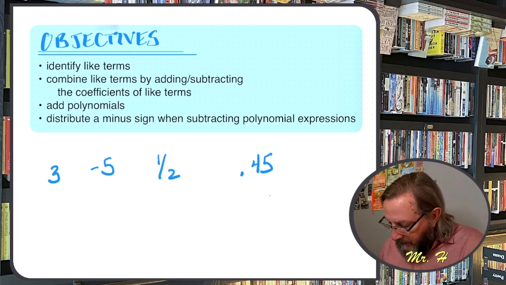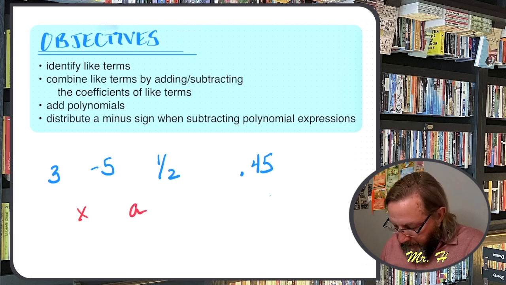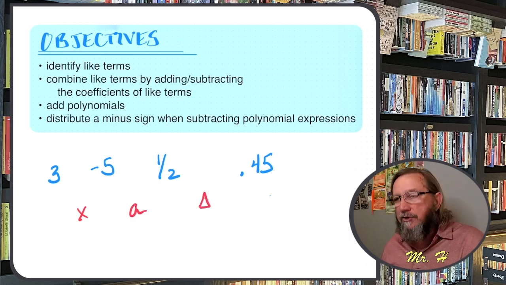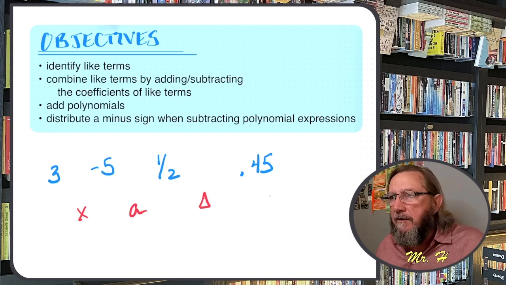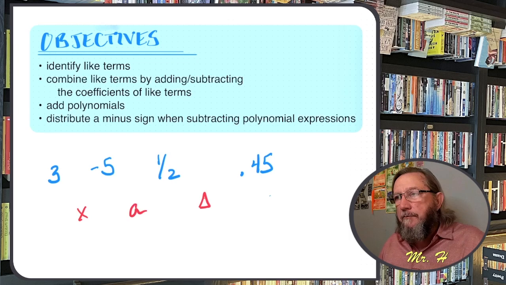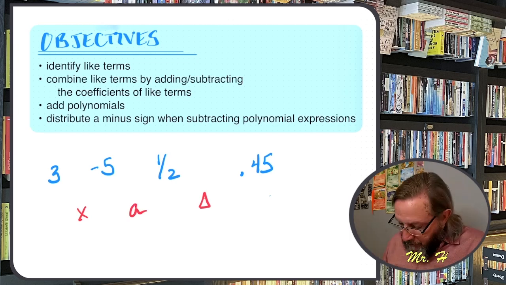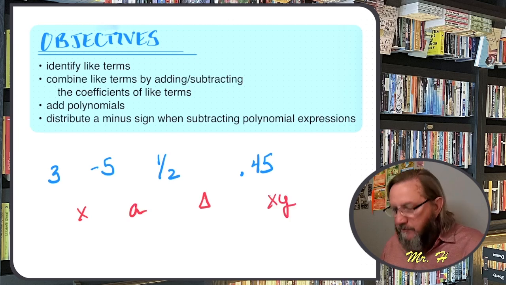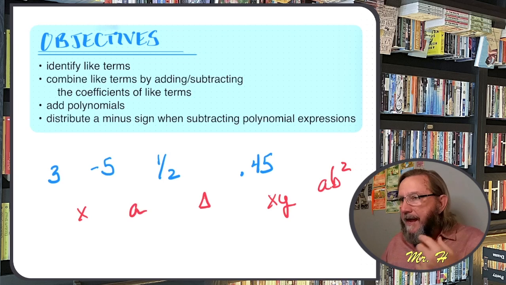Another thing that can be a term are variables. We can have an x as a term, an a is a term, a delta, which looks like a little triangle. It's a Greek letter, but it's used in some mathematics classes as a variable. Another way that we can use variables as terms is to multiply variables together. It would also be true to say that the term x times y, you could have a times b squared, that can be a term.